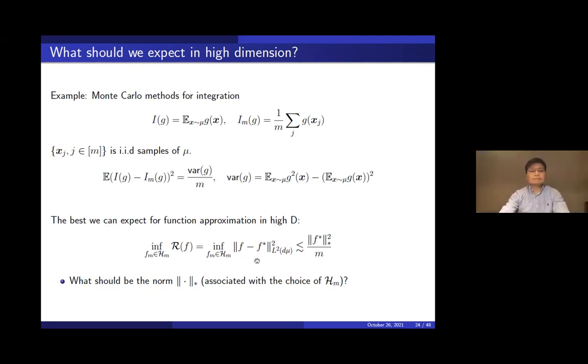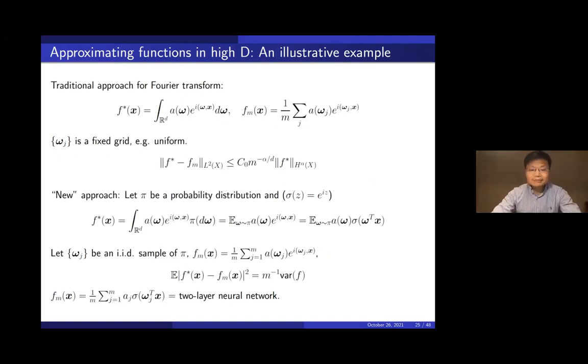Okay. So let me try to give you an intuition. Let's see whether this is convincing. Let's take a function expressed by its Fourier transform, where A will be its Fourier transform. Associated with this representation of f star is the usual FFT. We can approximate this by this expression, where omega_j is on a uniform grid. That's the fast Fourier transform. And this is no good because it suffers from the curse of dimensionality. That's what I said before.